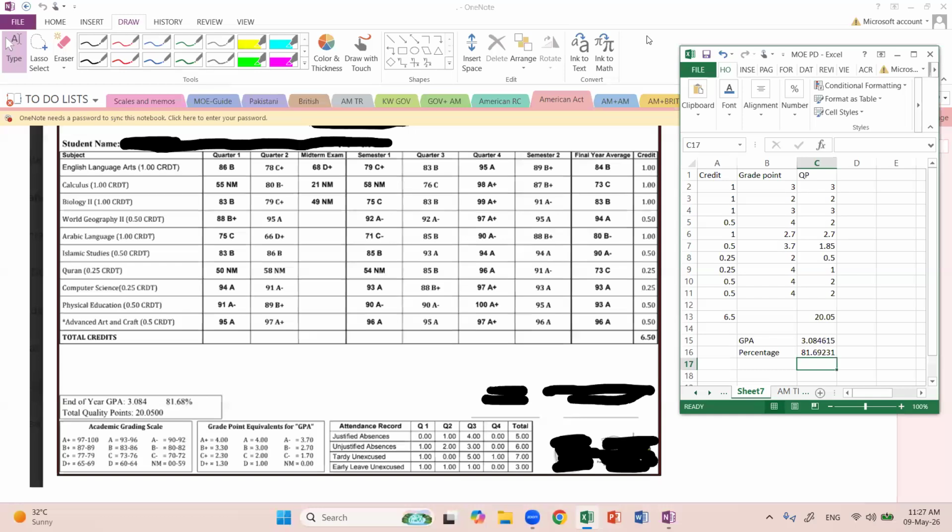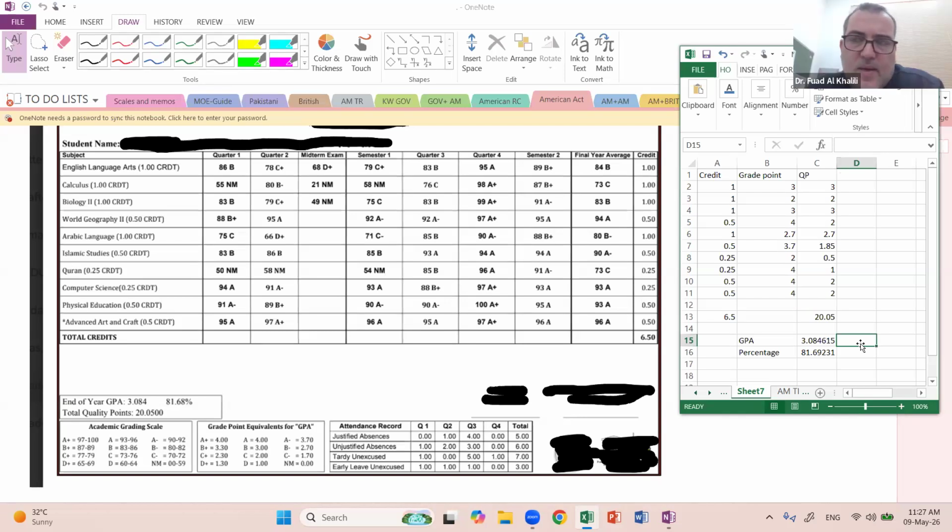Sorry, Dr. Fuad, one thing to ask. There is a GPA of 3.084, which is 5 digits. Should we keep 5 digits or 3 digits? No, 3 digits. If you round, it will be 3.085, which gives 81.70%. As per the ministry, they don't round up. This is the problem. Don't round up. You just cancel the remaining digits. When we take the GPA in the report card or transcript, it will be 3.085 because you are rounding up now in this case. Yeah, they said don't round up.